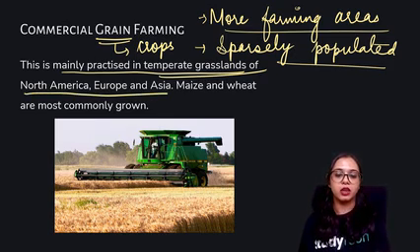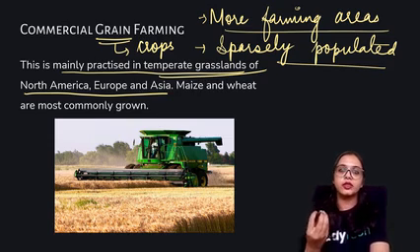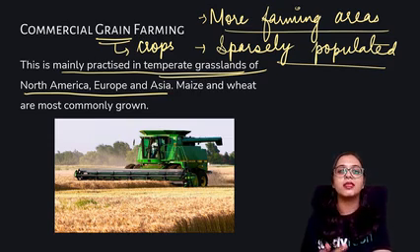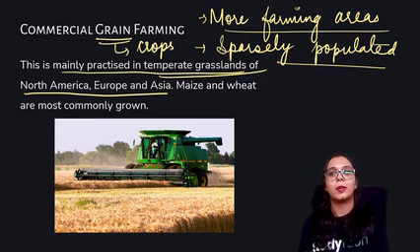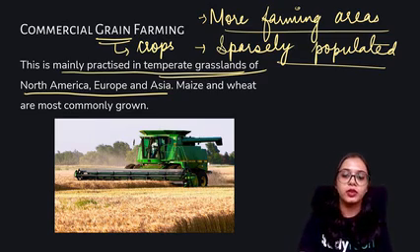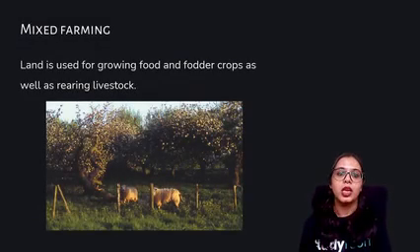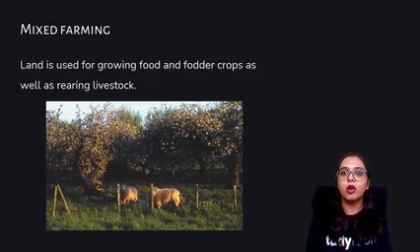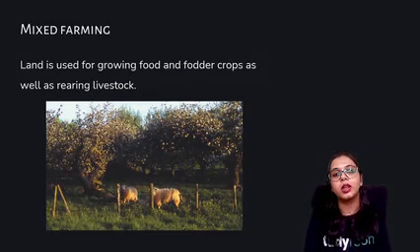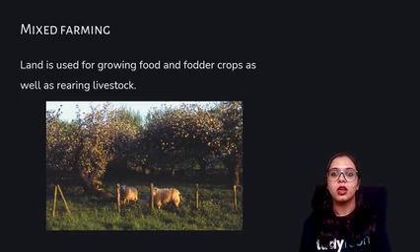Maize and wheat are the most commonly grown commercial grain crops, and also in case of extreme winter, the winter restricts the growth of crops and limits it to just one crop. So you cannot grow multiple crops in case of winter, just one crop, because there are different climatic conditions required for the growth of different crops. Okay, next is mixed farming. In mixed farming, both the cultivation of plants or crops is going on, and the rearing of livestock is also going on.